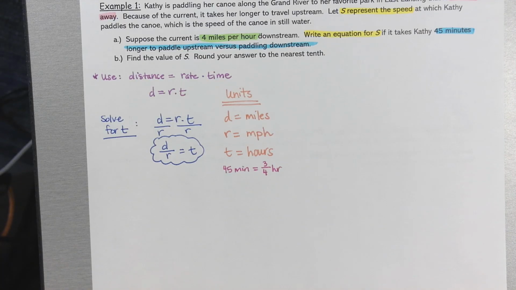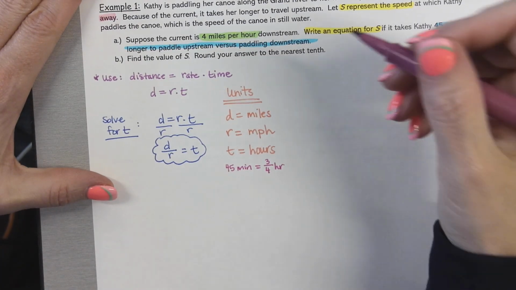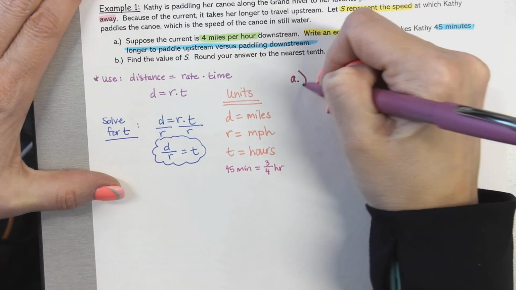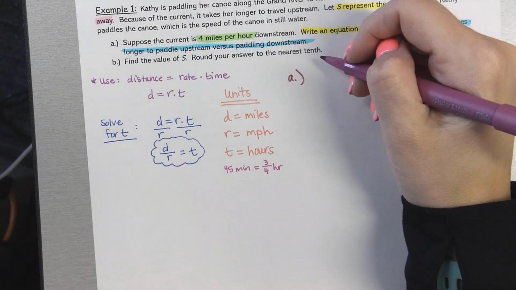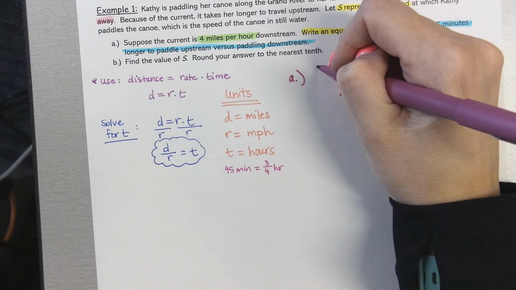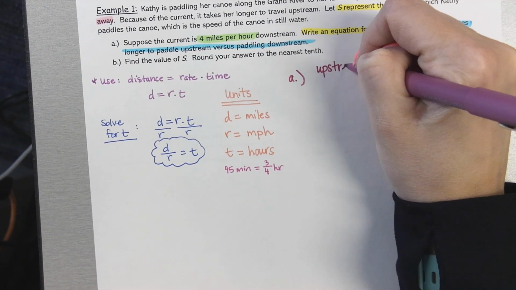I'm going to help you with logically how to set up your equation. What we know is it takes Kathy 45 minutes longer to paddle upstream versus downstream. So the time it takes for her to paddle upstream, we're just going to call it upstream time.